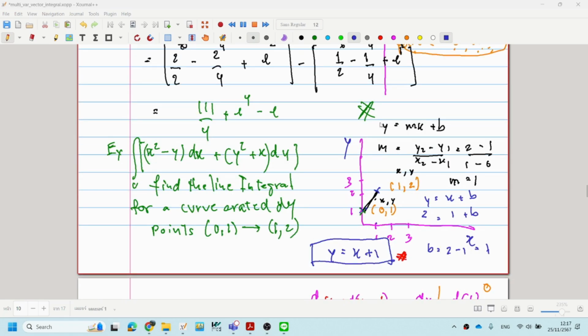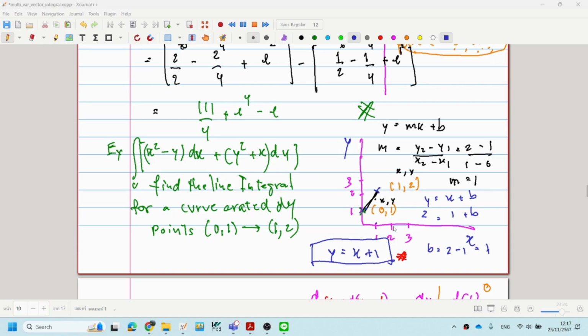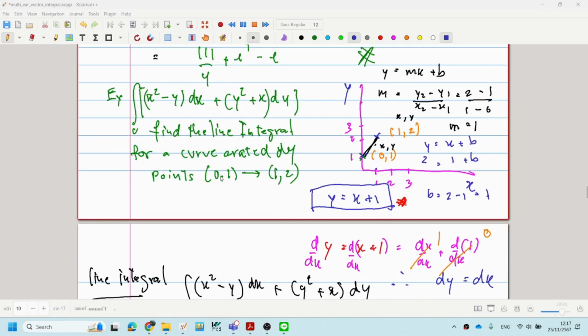You generate the curve function by the linear curve formula, y equal to mx plus b. You get the function, the equation of the straight line. The start point is 0, 1, and the second point, or the end point, is 1, 2.